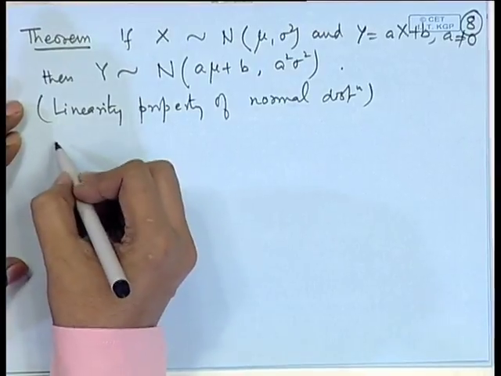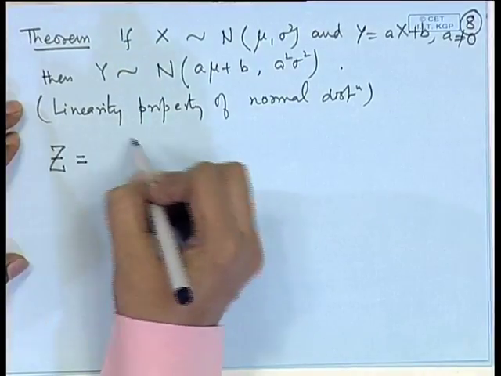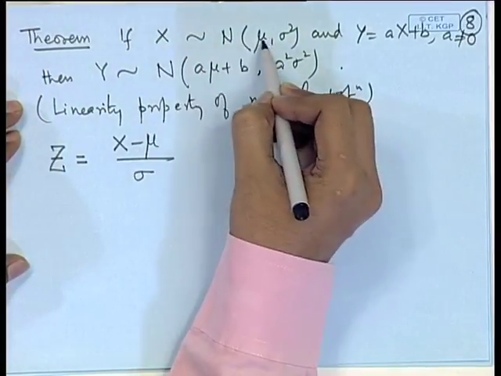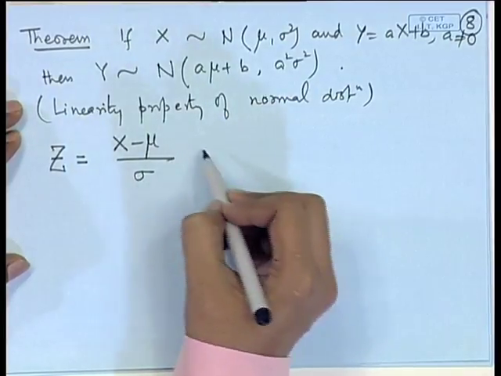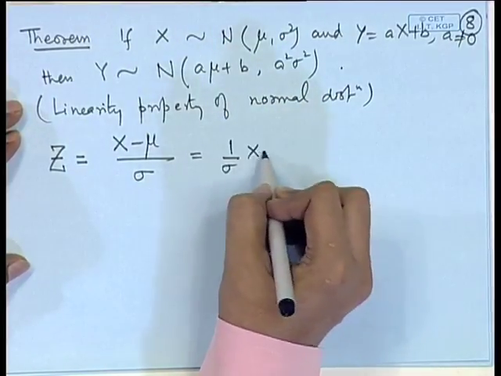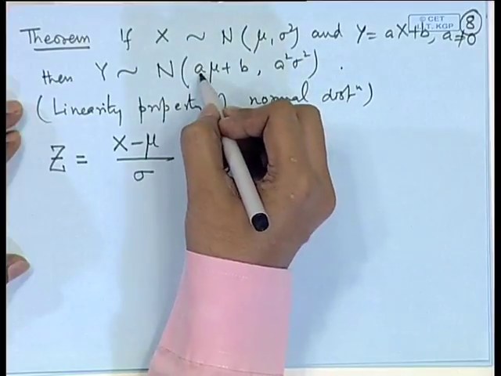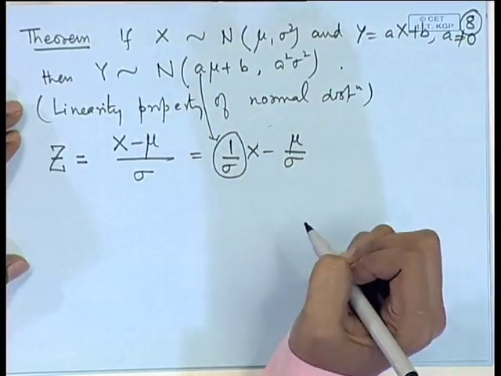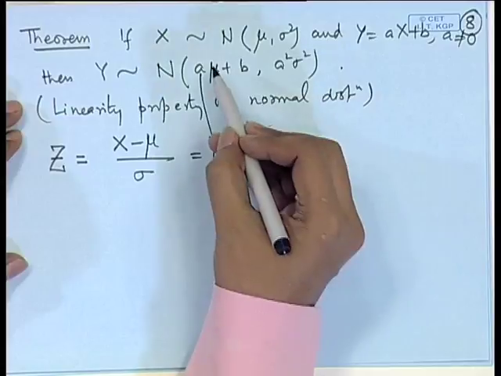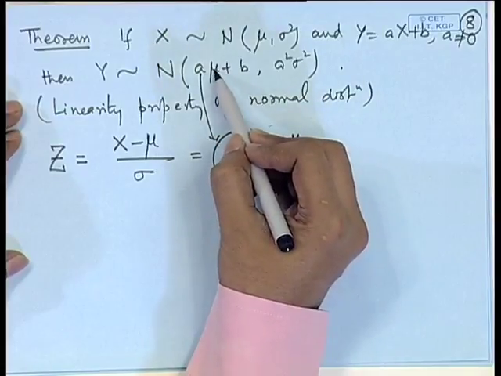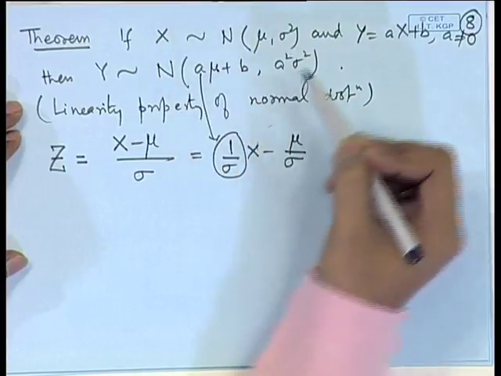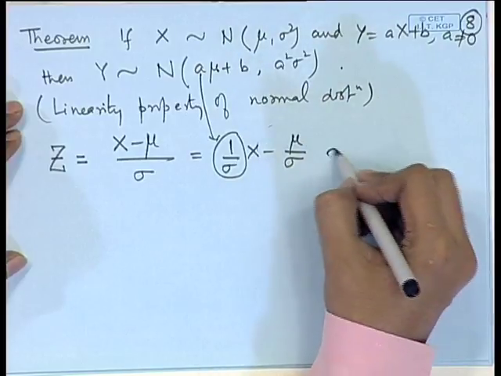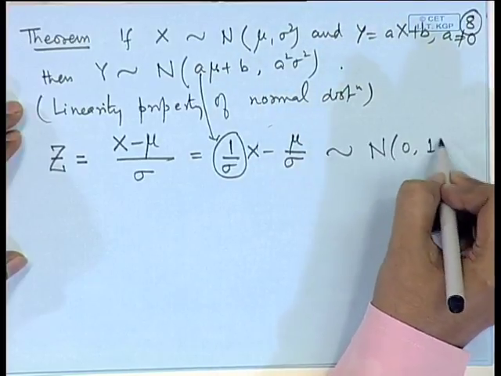Using this, let us consider a random variable Z defined as (X minus mu) by sigma. So, if X follows normal(mu, sigma squared) and we make a linear transformation of this type, it is (1 by sigma) X minus mu by sigma. That means, if we compare here, then a is 1 by sigma and b is minus mu by sigma. So, if we substitute here, we will get mu by sigma minus mu by sigma, that is 0, and the variance will become 1 by sigma squared into sigma squared, that is 1. So, this will follow normal(0, 1).